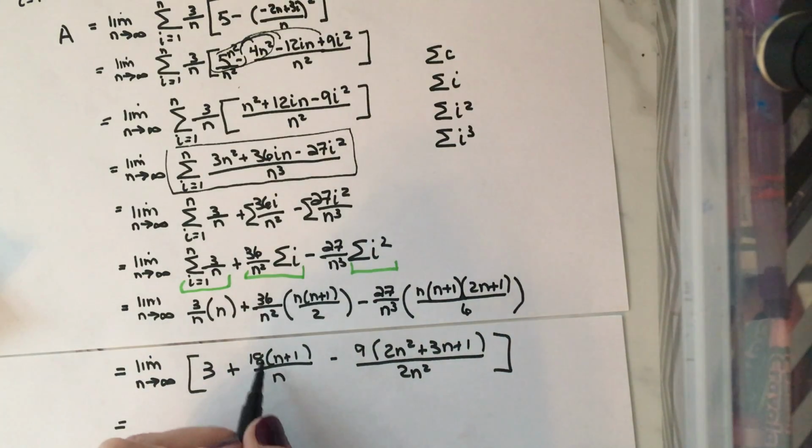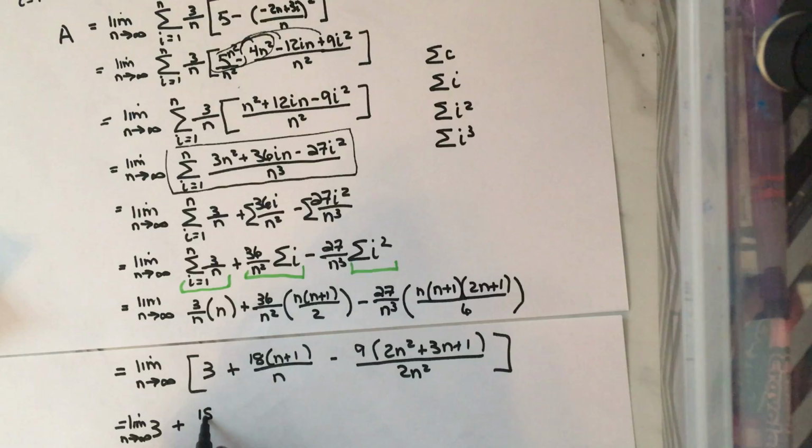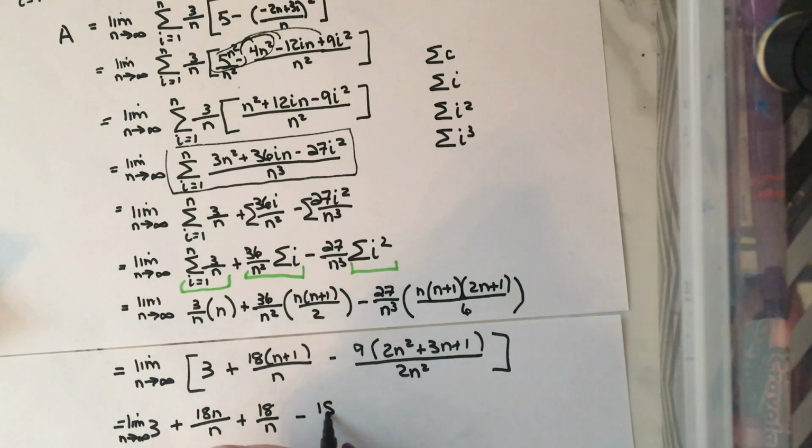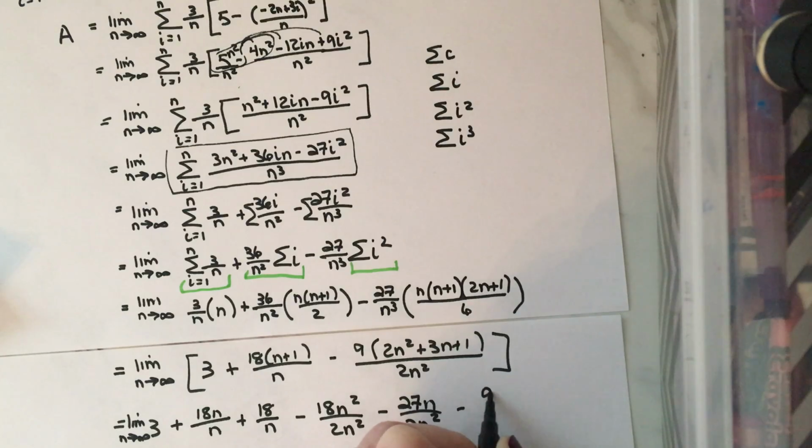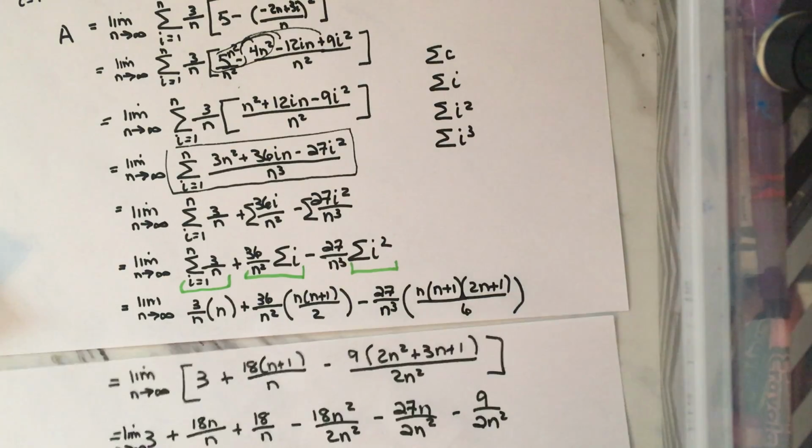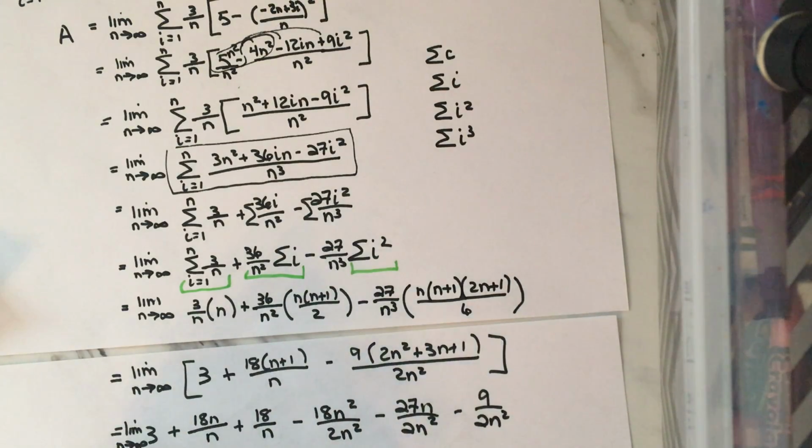Cleaning this up even more. Well, hey, I'm just going to break these apart into separate fractions, which will allow me to eventually determine the limit. I'm going to do 18n over n plus 18 over n. We get to there. Reducing these.